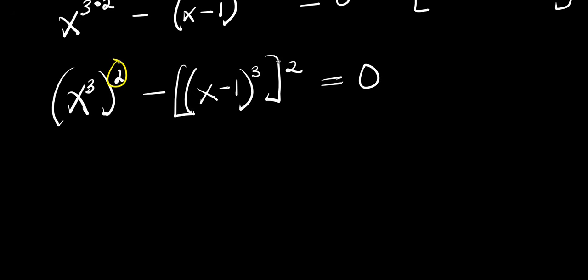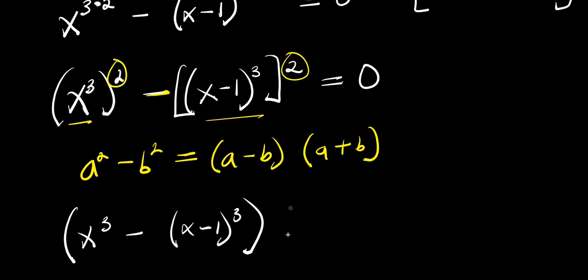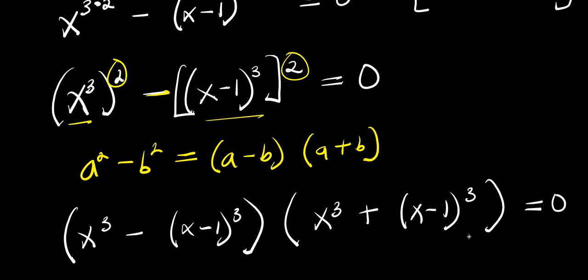Right now, there's power 2 here, there's power 2 here, and there's a minus here. So we can apply the difference of two squares: a squared minus b squared equals (a minus b) times (a plus b). Here, this is my a, this is my b. So we simply have (x power 3 minus (x minus 1) power 3) times (x power 3 plus (x minus 1) power 3), and this equals 0.